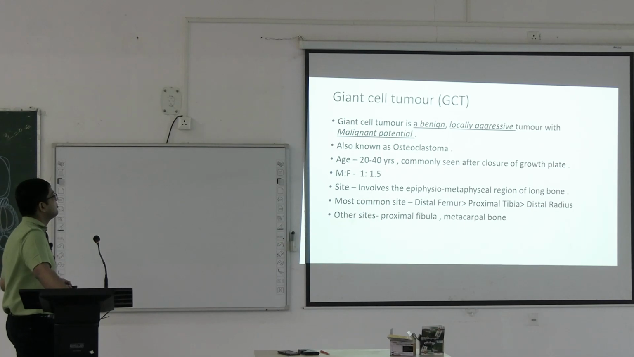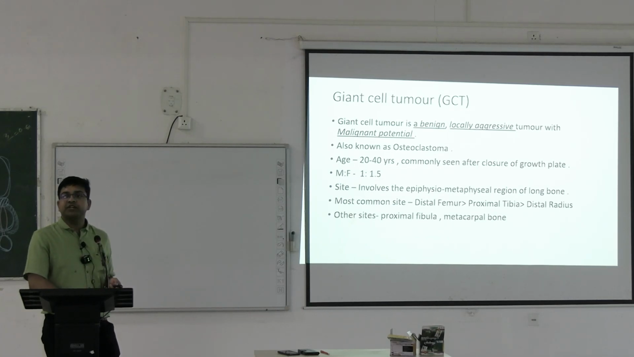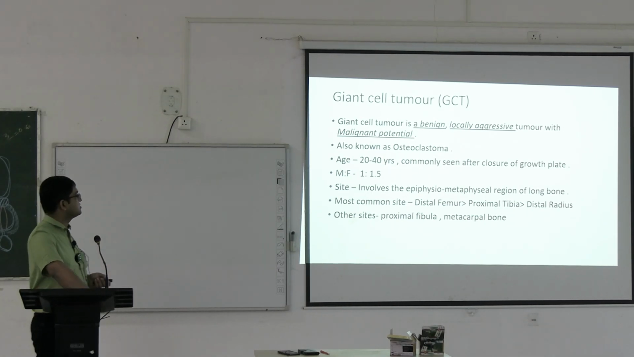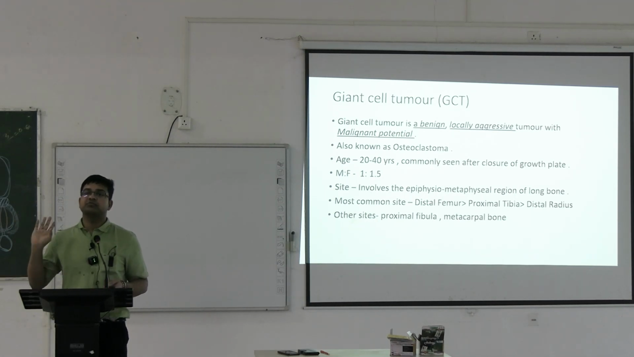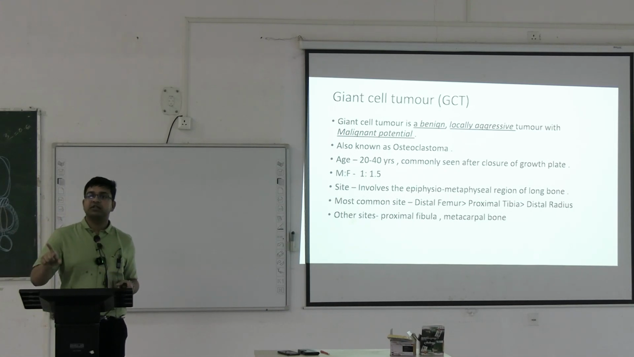Male-female ratio 1:1.5, and the site of involvement, এটা মনে রাখবি, the site of involvement is epiphyseal-metaphyseal region of a long bone. The most common site is around the knee joint. Giant cell tumors occur around the knee joint. That means most common site is distal femur, proximal tibia, and then distal radius.